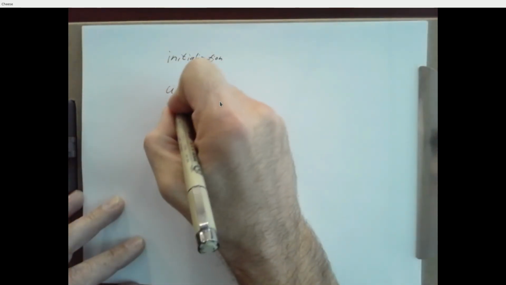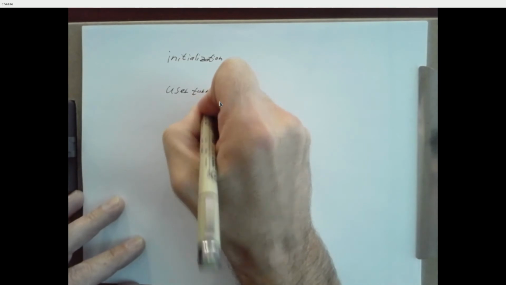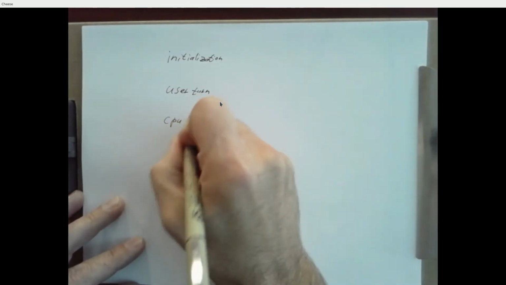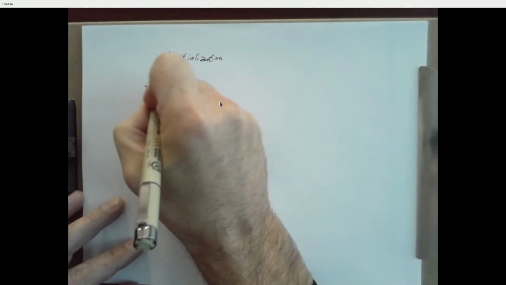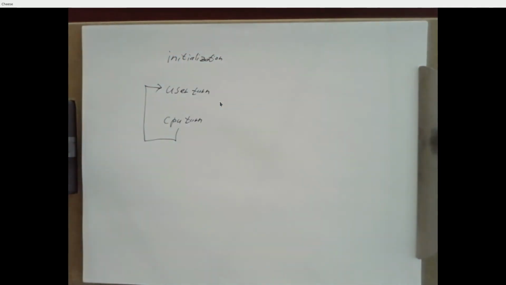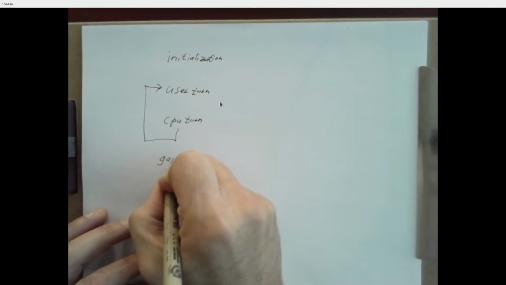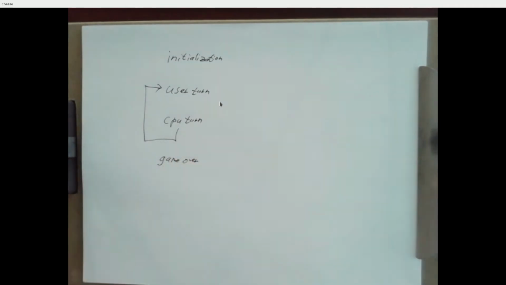So the user takes a turn, the CPU takes a turn, and we go back to the top. And then at some point we exit this loop and the game's over. So there are only 4 things our program has to do. Some sort of setup in the beginning. Do whatever you have to do for the user to make a move. Do whatever you need for the computer to take a move. And then when there are no sticks left, the game's over.